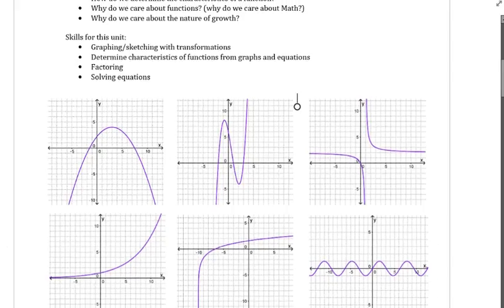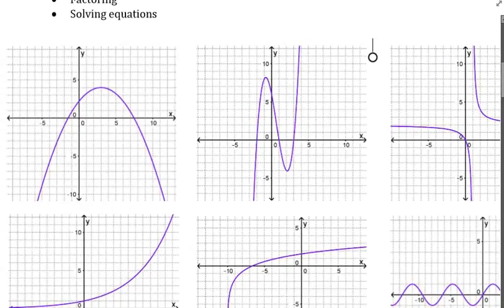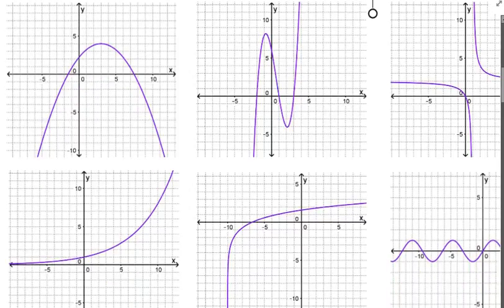So here I have some pictures of functions. What I want you to think about, and you can start giving some ideas, is that these are all different. Don't try to draw them or anything, just watch. What makes one different from another or the same as another? How would you describe them?